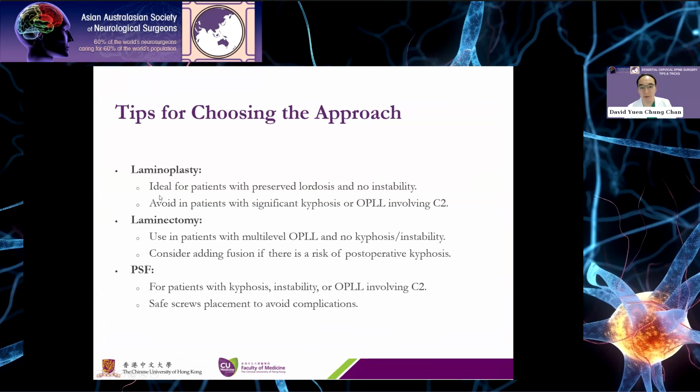So for laminoplasty, I think it's ideal for patients with preserved lordosis and no gross instability. Whereas for PSF, you should consider fusion in patients with kyphosis, instability, or OPLL extended all the way up to C2.